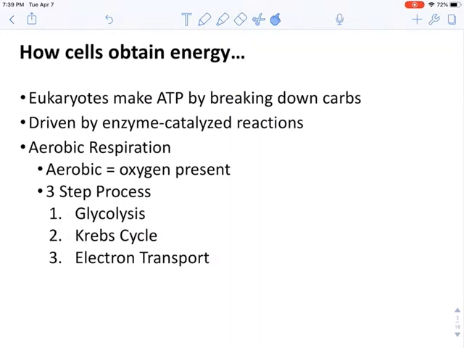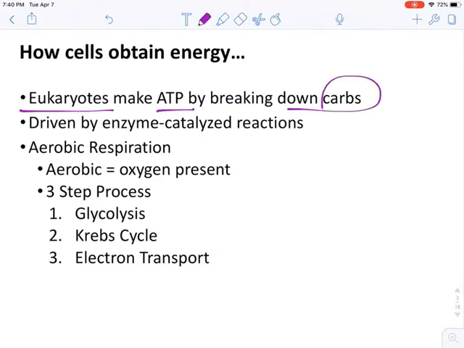Okay, so like in photosynthesis, we had a 2-step process. In respiration, we're going to have a 3-step process. It's not really more complicated because a lot of it is very similar to what we saw in how the chloroplast makes ATP.